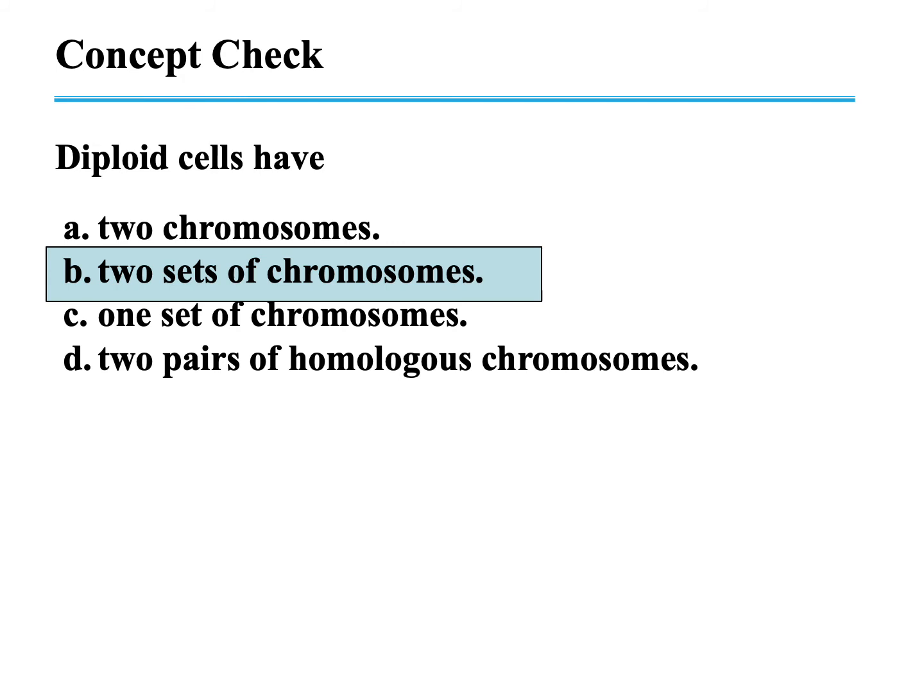Okay, so now that you've transitioned to this next slide, you can see that the answer is B, 2 sets of chromosomes. So when we talk about diploid cells, they are cells that have 2 complete sets of chromosomes in them. That's different from a typical haploid cell that has 1 complete set of chromosomes in it.